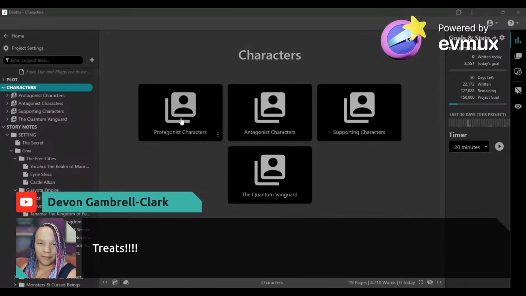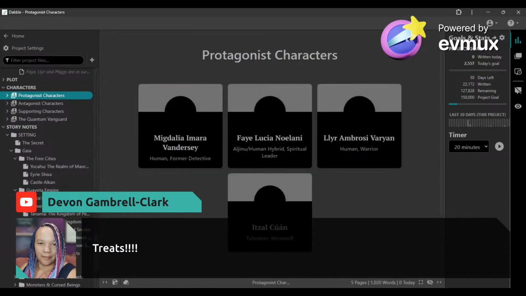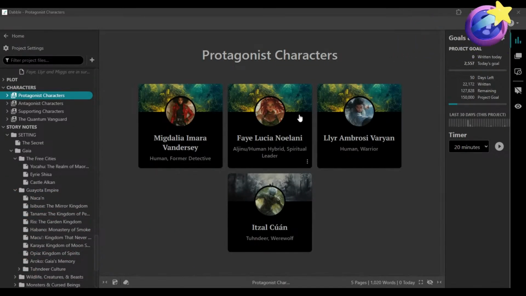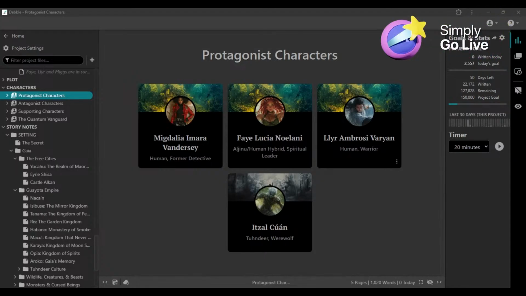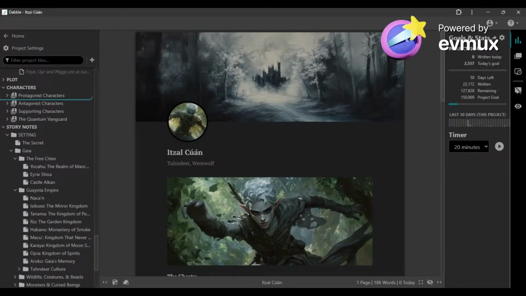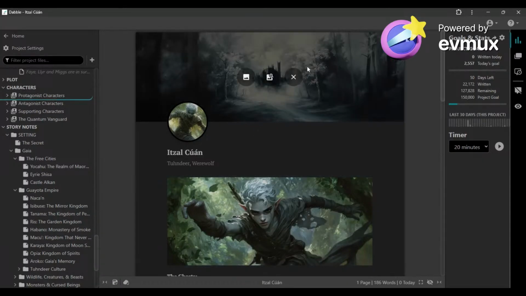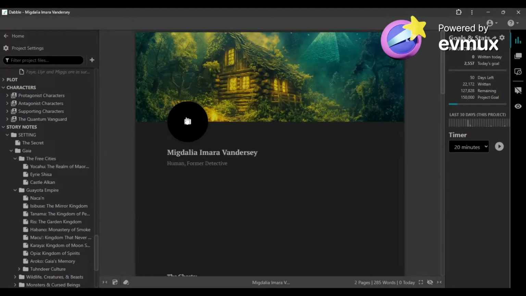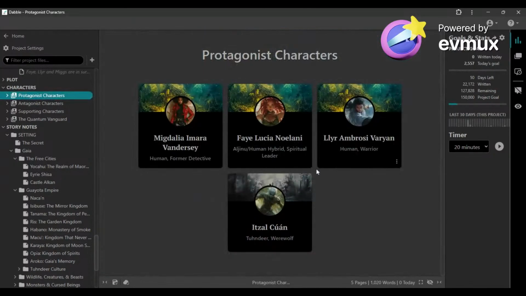When we look at my protagonist characters, you'll see some familiar faces. You've got your Migdalia, you've got your Faye, and you've got your Lear, and our newest member of the cast, Itzel Kwan. The banner is where they hail from, and since the events of the first novel, our trio has been living on the planet Gaia in a log cabin that they built by hand.